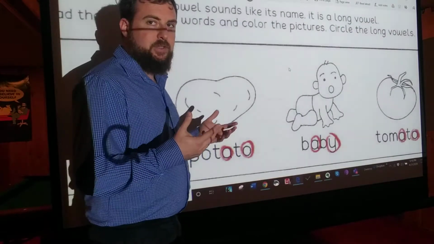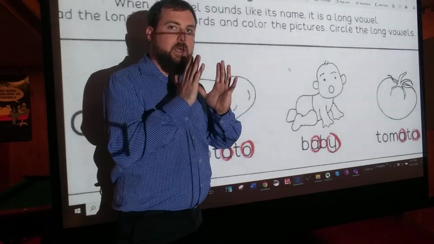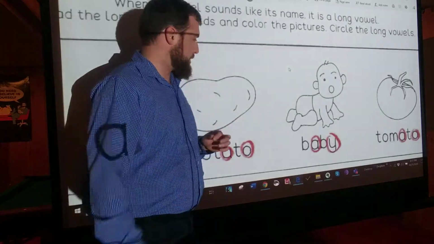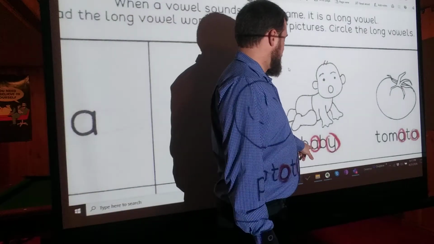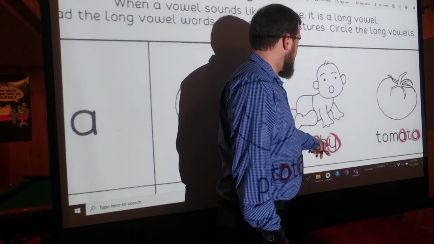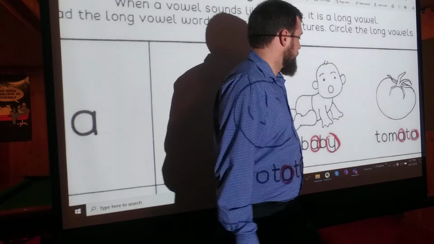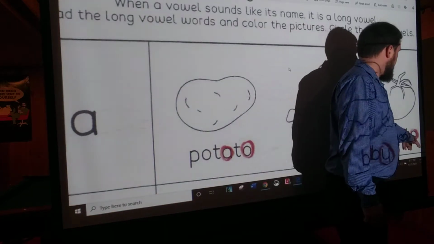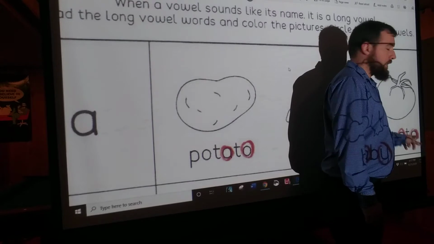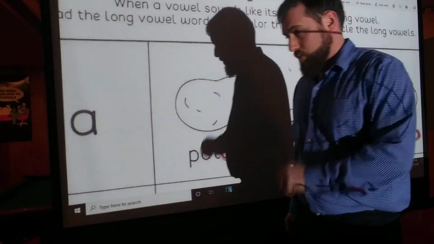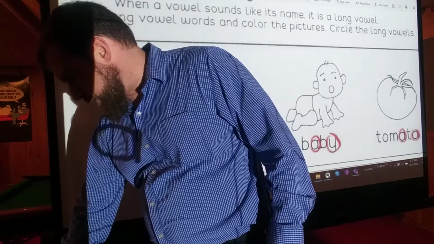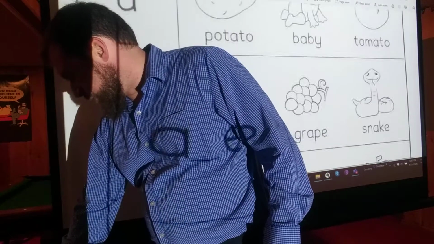But we still have two vowels getting close, making the first one say its long vowel sound, saying its name. So again, baby, we circled A because there's a long A, and then we circled the Y because it made it long. And then tomato, we circled A because it's a long A, and then we circled O because it's the next letter over that made it long. All right, I'm going to keep going like this. This is a pretty good way to do it.